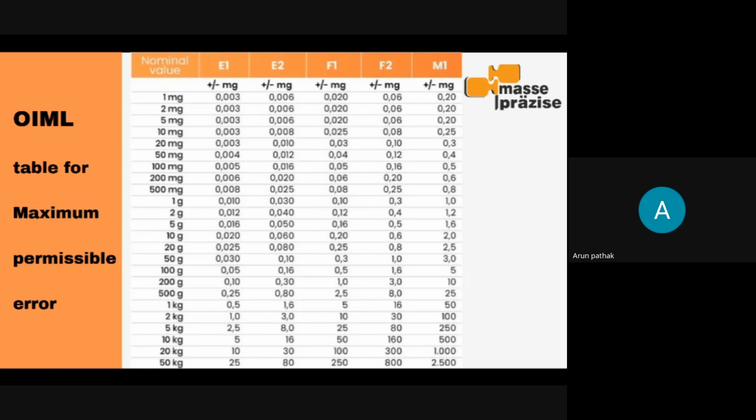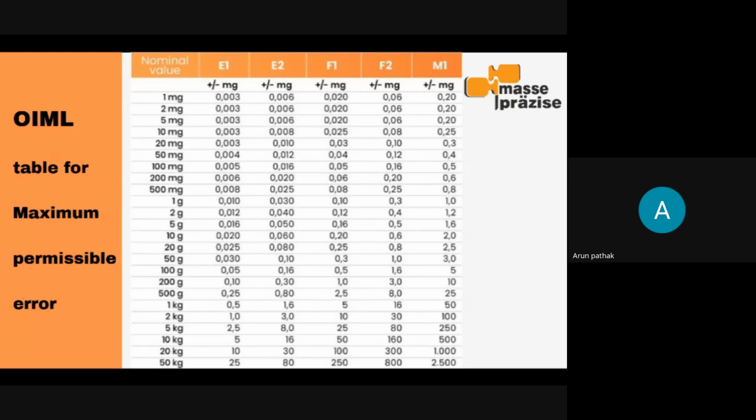The same procedure is followed for all types of weight from 1 mg to 50 kg, even for 100 kg, 200 kg, 500 kg. The same criteria is followed. So this is basically the standard table for OIML weights. And one thing that I forgot to mention is that currently 129 countries are members of OIML. So at least 129 countries are following these OIML standards.